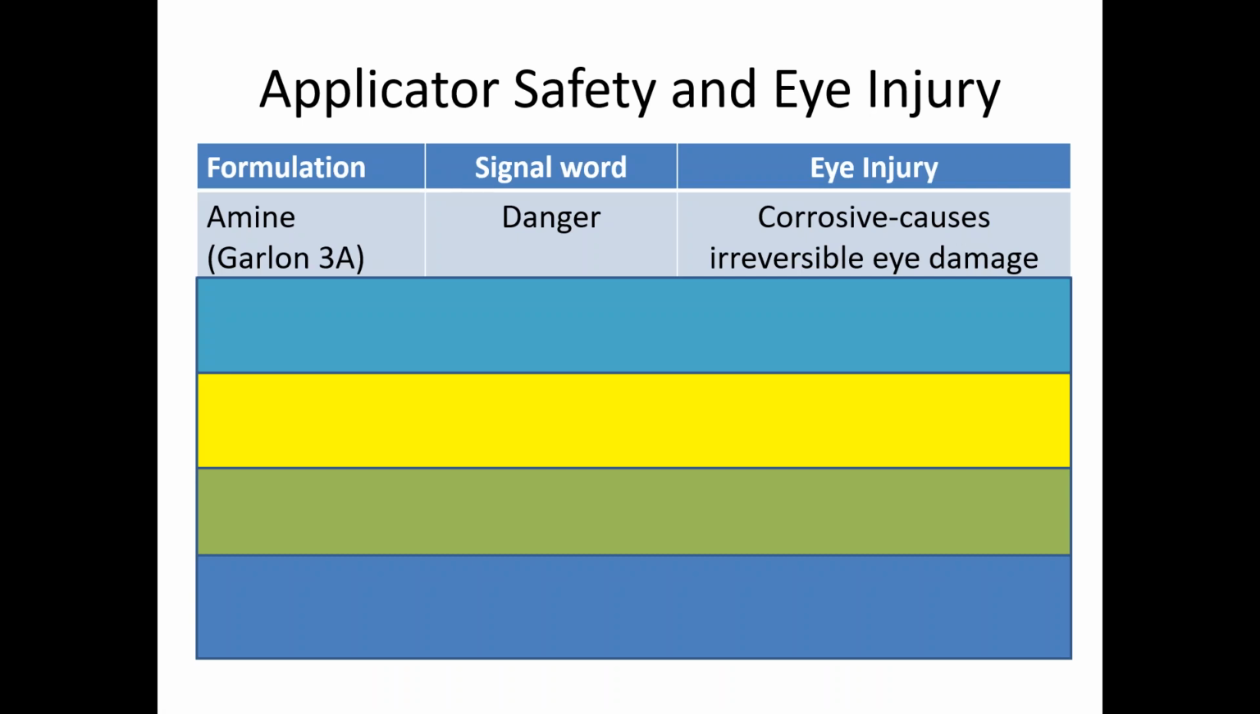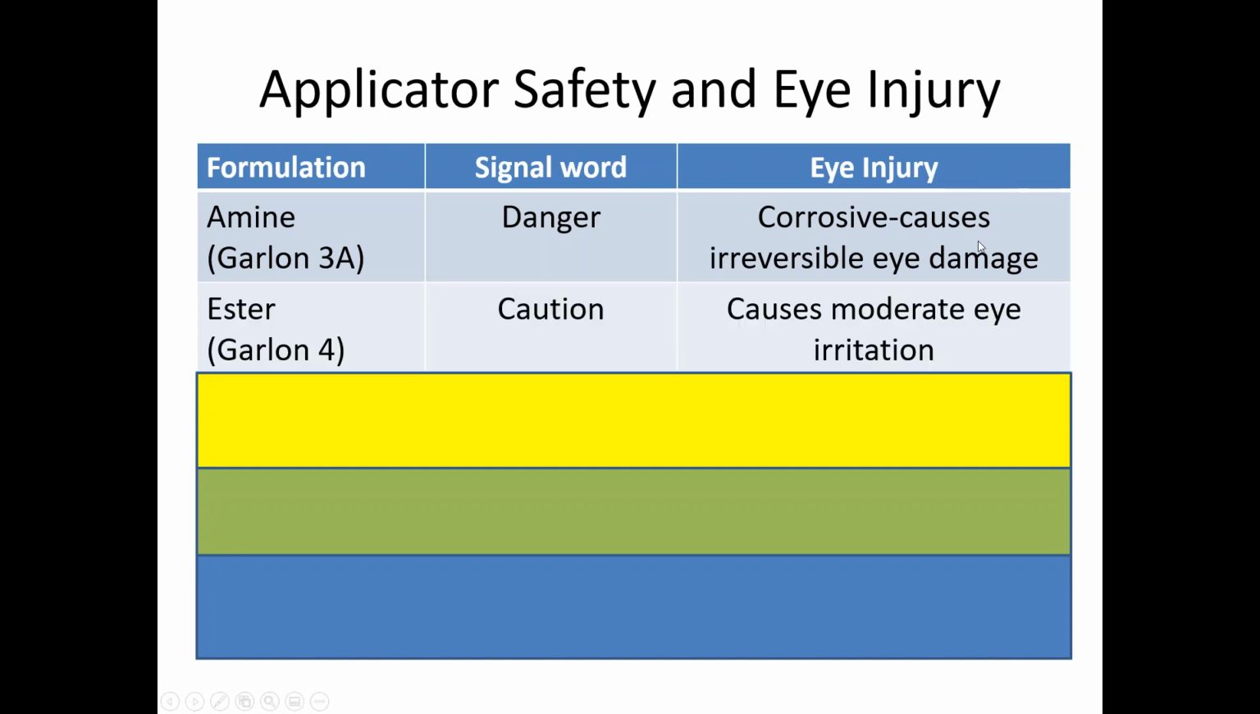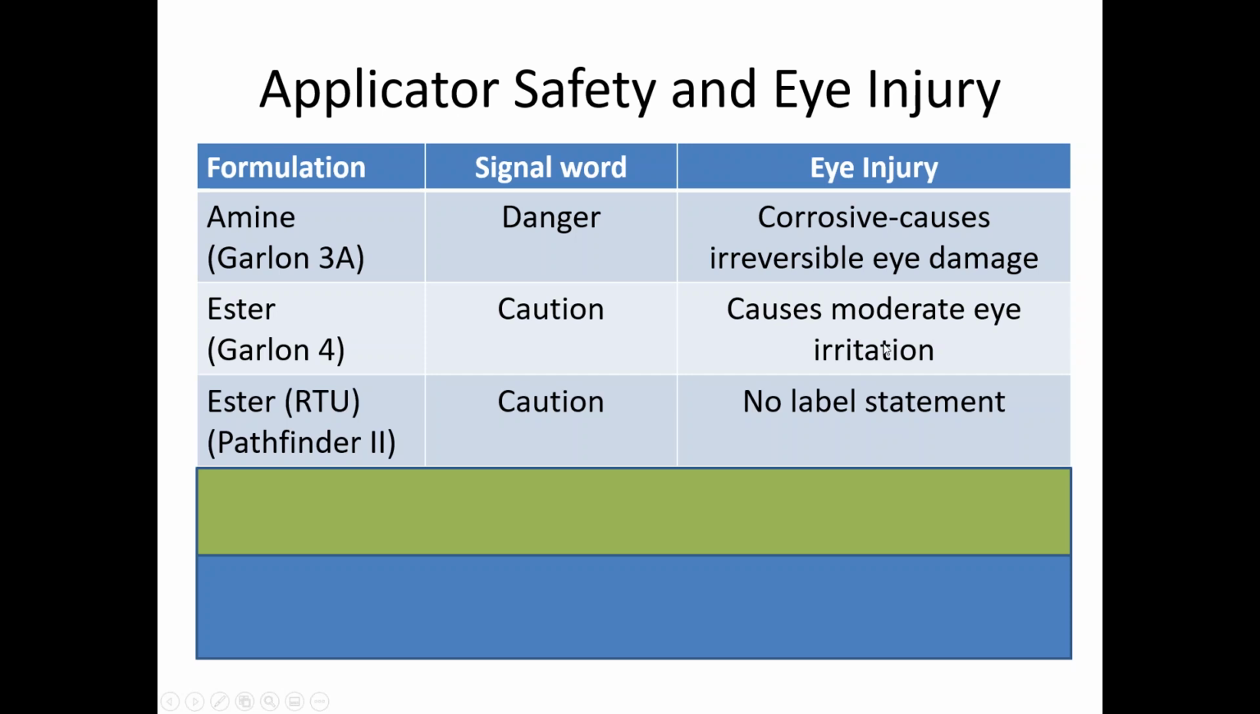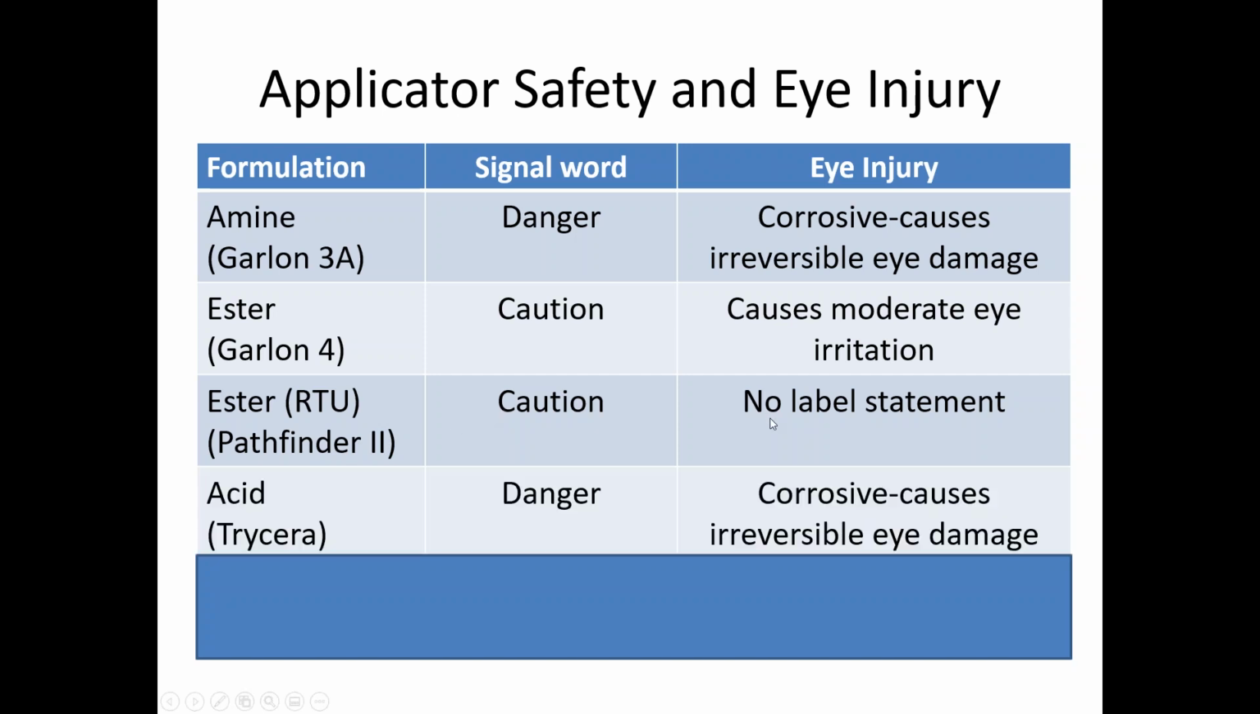So among our 4 formulations of Triclopyr, we have known the amine formulation has that danger signal word, meaning it's corrosive and can cause irreversible eye damage. Turns out that triethylamine salt is the component there that really causes the damage in your eye. The ester formulation has always had the caution signal word, causing moderate eye irritation, but no permanent damage, okay? The RTU, or the Ester formulation, which is ready to use, which is the Pathfinder, has a caution and actually doesn't even have a label statement for eye injury.